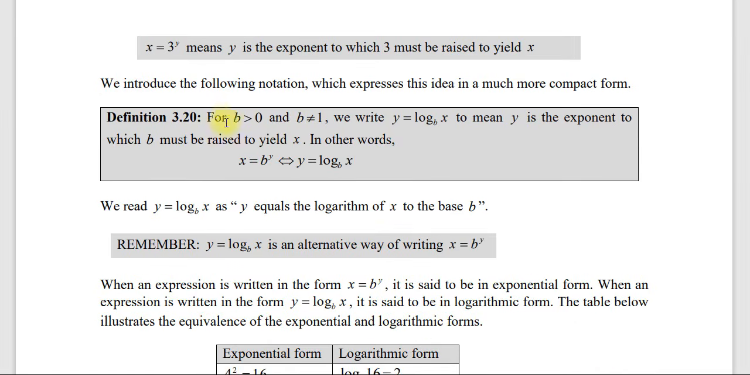So there is a definition here: for b greater than 0 and b different from 1, we write y which is equal to log x in base b to mean y is the exponent to which b must be raised to yield x. In other words, x which is equal to b to the power of y.